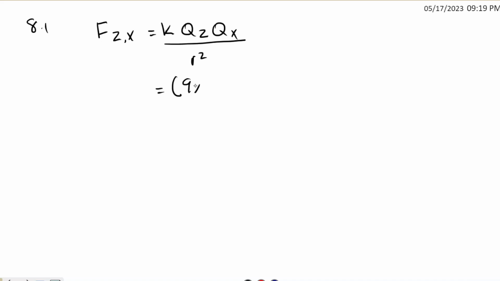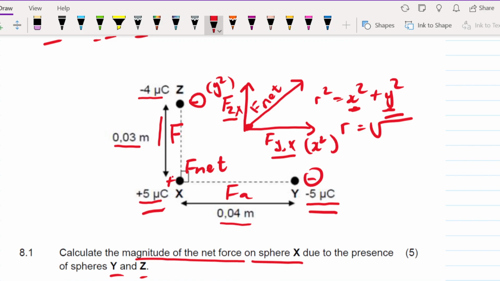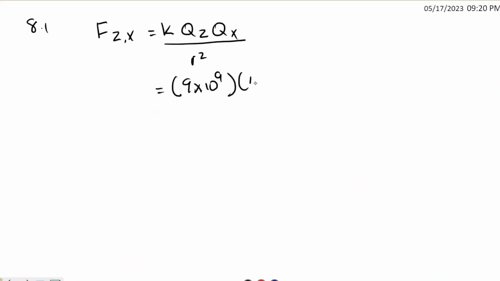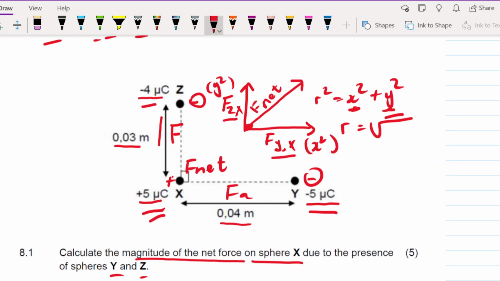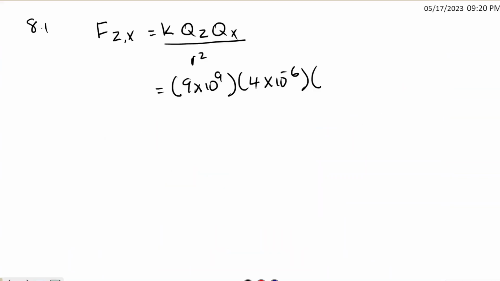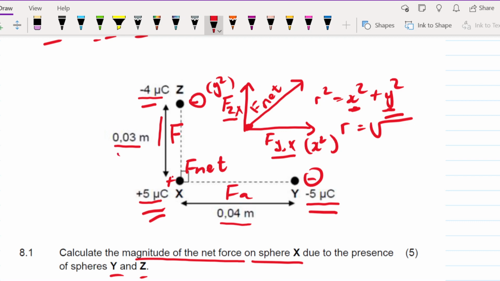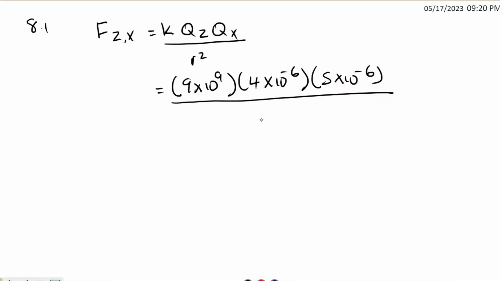So we said k is 9 times 10 to the power 9, and the charge on Z is 4 microcoulombs. Don't put that negative, just say 4 microcoulombs. And the charge on X is this one, 5 microcoulombs. Then the distance between the two is 0.03. It's already in meters, so it's 0.03 squared.